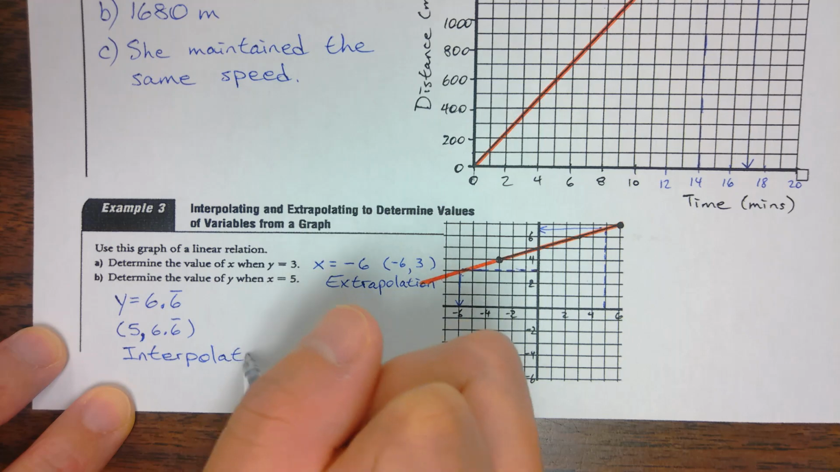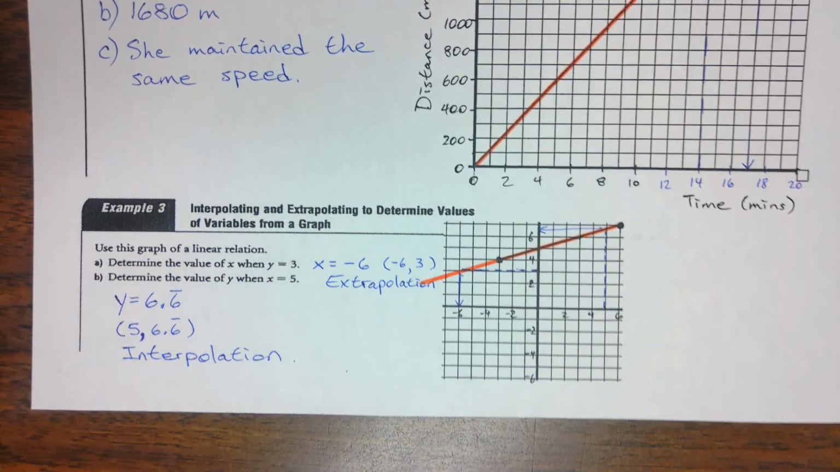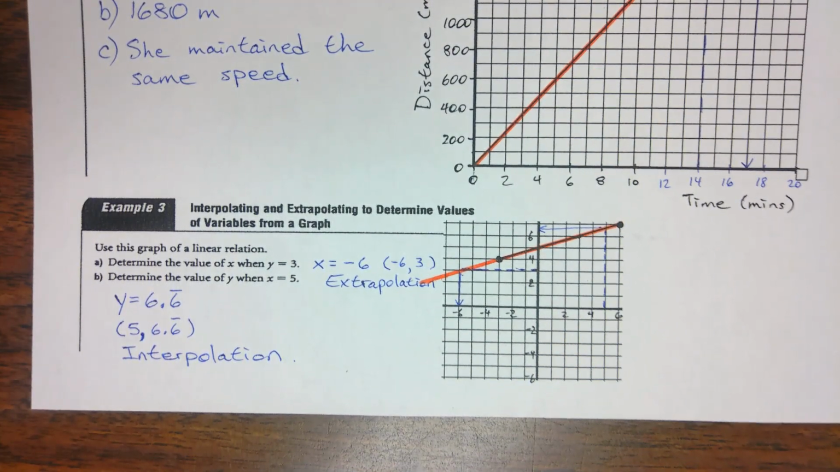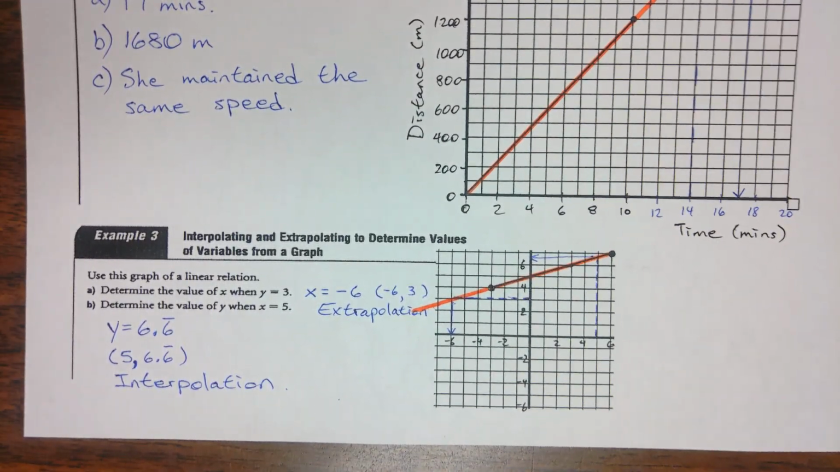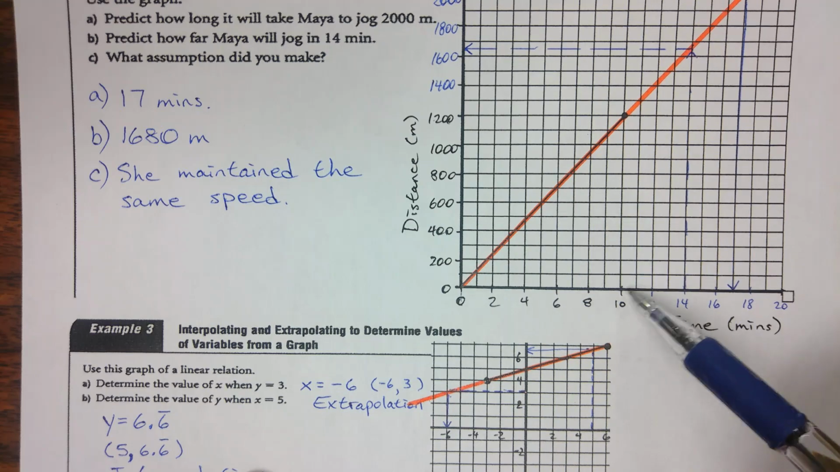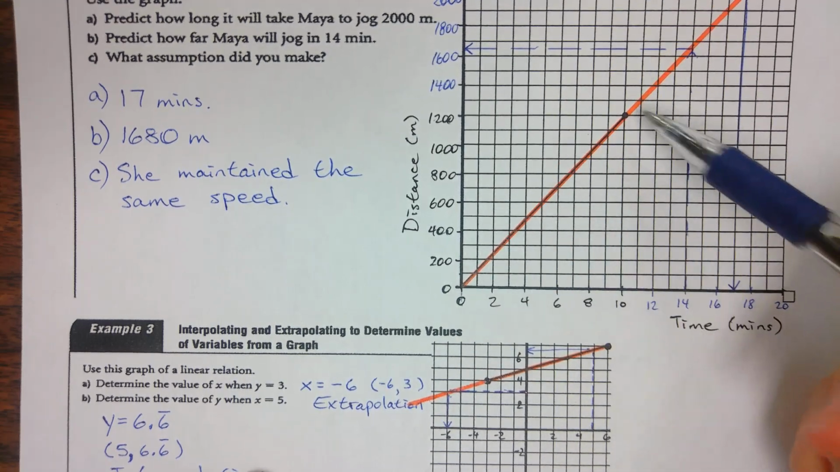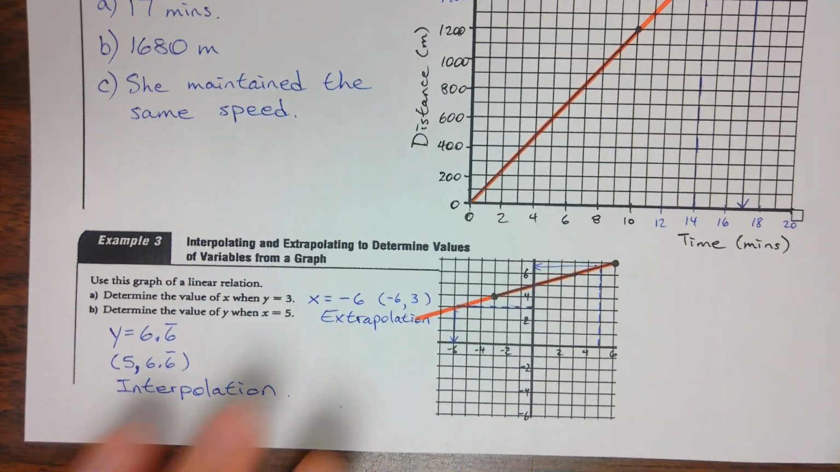Which one is more accurate? Yep. Interpolation, because with extrapolation, just like in Maya's jog, you don't know what happened after. Okay, but at least here, we know that in the first 10 minutes, she did run consistently at the same pace, on a treadmill, I guess.